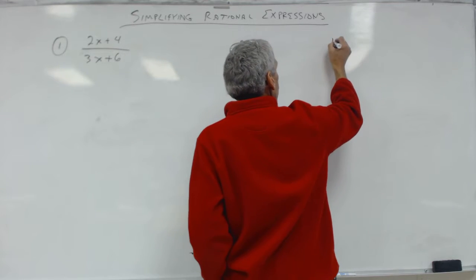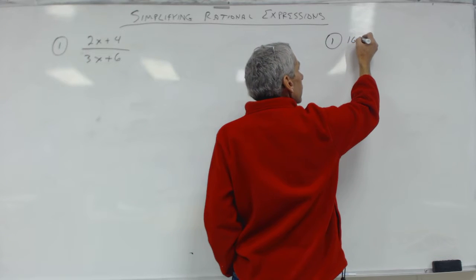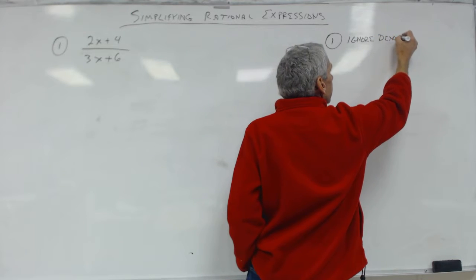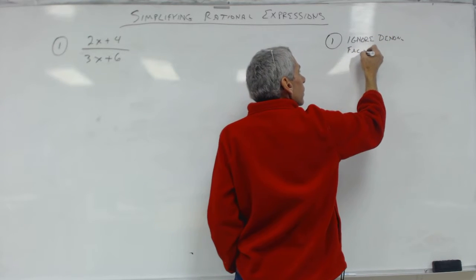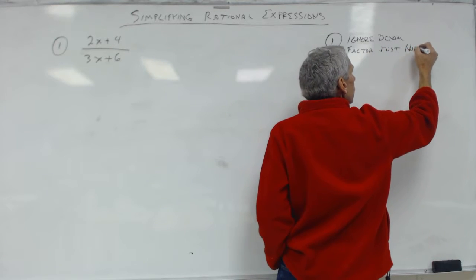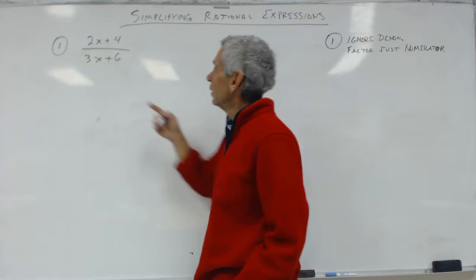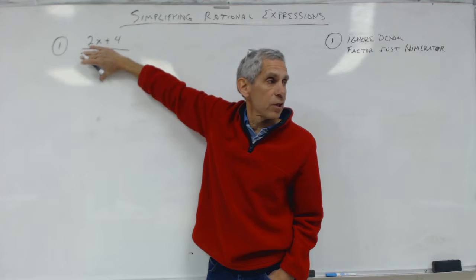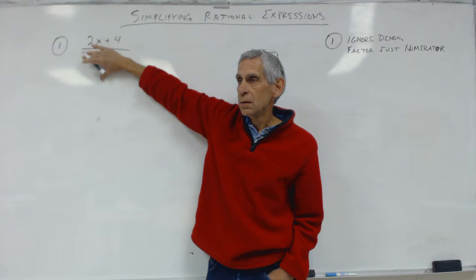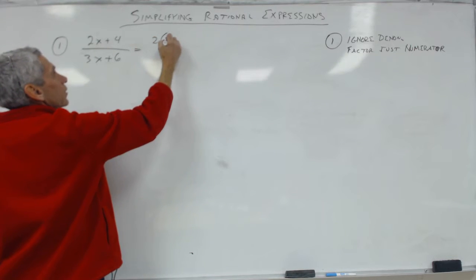The first thing you do when simplifying is you ignore the denominator, and factor just the numerator. That's the top. I'm ignoring the denominator, I'm just looking at the numerator. Can I factor the numerator? Yep. What would it be? I can factor out a 2, so I'm going to go 2 parentheses x plus 2.